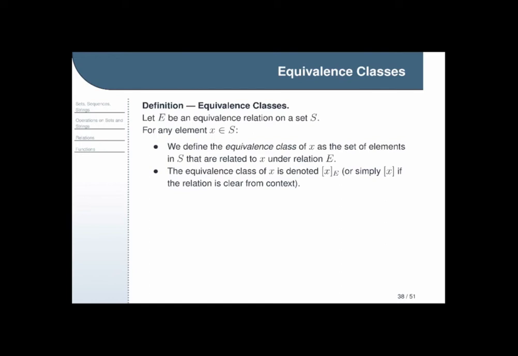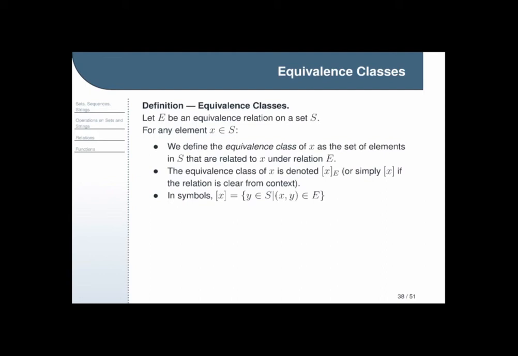and everyone will understand that we mean the equivalence class with respect to this assumed equivalence relation. The way we write this symbolically as a set comprehension is that the equivalence class of X is all elements Y in S such that X is related to Y under the relation E, or the pair XY is in the equivalence relation E.